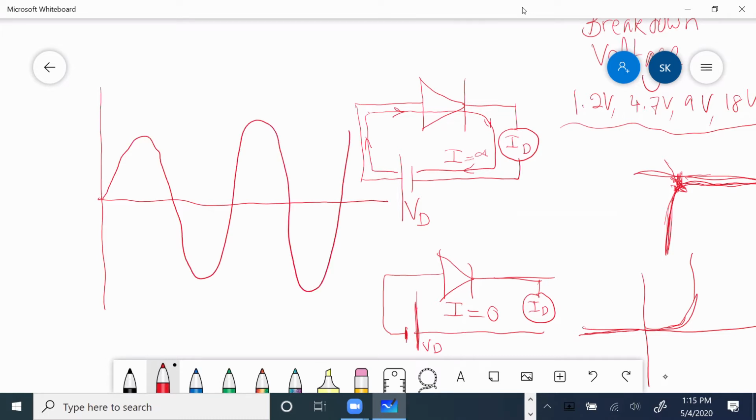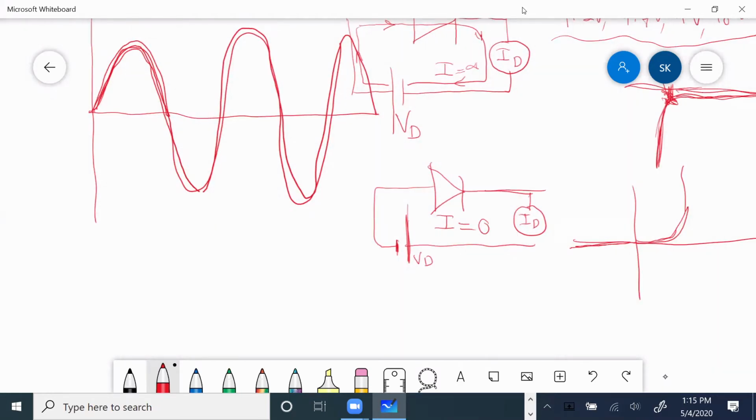The voltage that we receive in our homes is like this. It goes positive, and then it goes negative. And then again, it goes positive, and it goes negative. It goes positive, and it goes negative. Okay, why don't we apply that voltage to our diode?